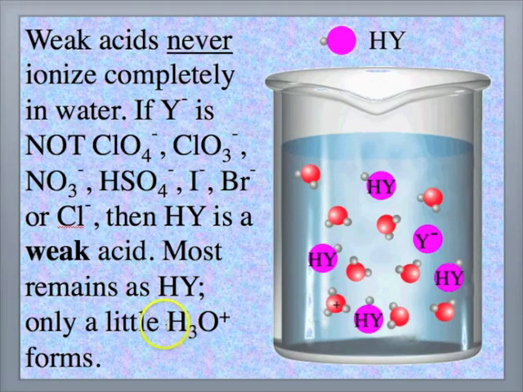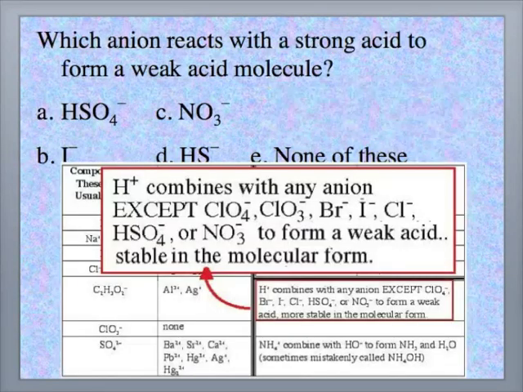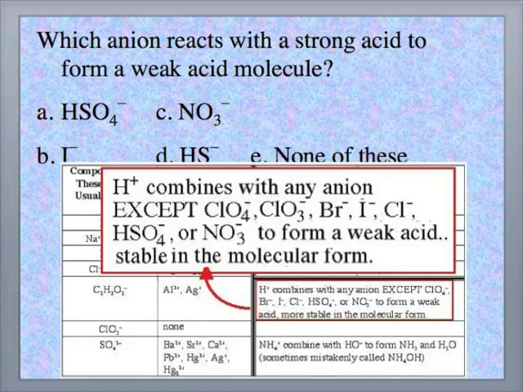Now, beyond that, that means that if you have a combination of ions, you may well get the formation of a weak acid. For example, here's a question: which anion reacts with a strong acid to form a weak acid molecule? By the way, this listing of these six anions that form strong acids is in the precipitation table in a box. So I've highlighted it here.